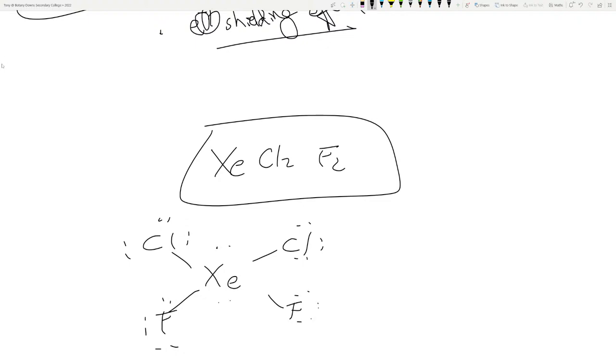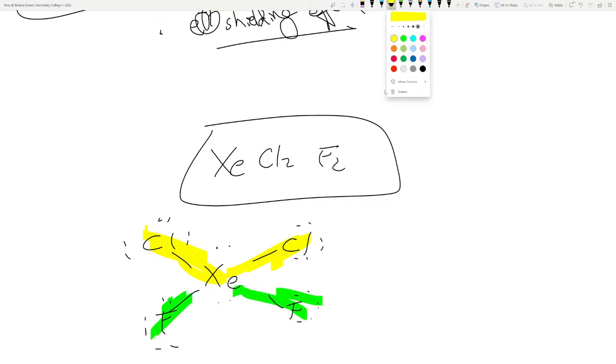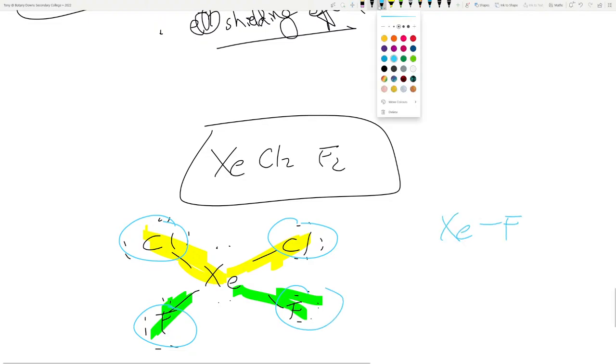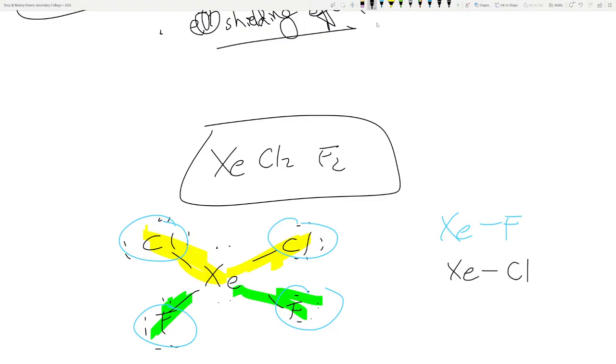So this has a square planar shape, but when you get a question like this, Gloria, I'm not even going to bother drawing it, to be honest, because you can straight away see there are two different types of bonding. You've got this atom, two chlorines, and two fluorines. So you've got two types of bond, XeF and XeCl. So these will give you different strengths of bond dipoles.